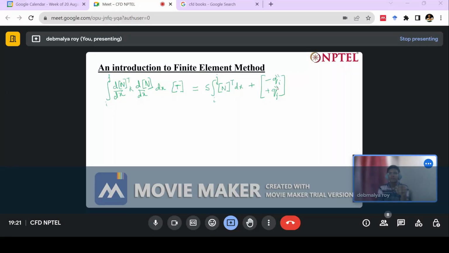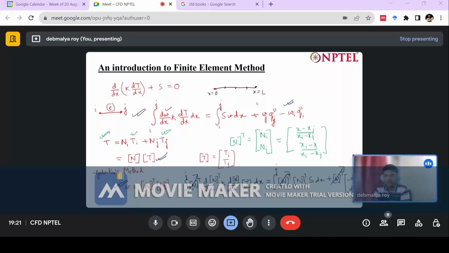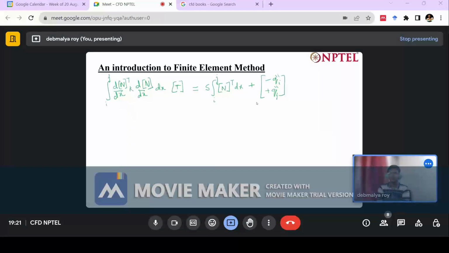So now we have found out a simplified version for one element. So this is just for the element E. Now we can try to assemble this. So let's say we have three elements, as we had.